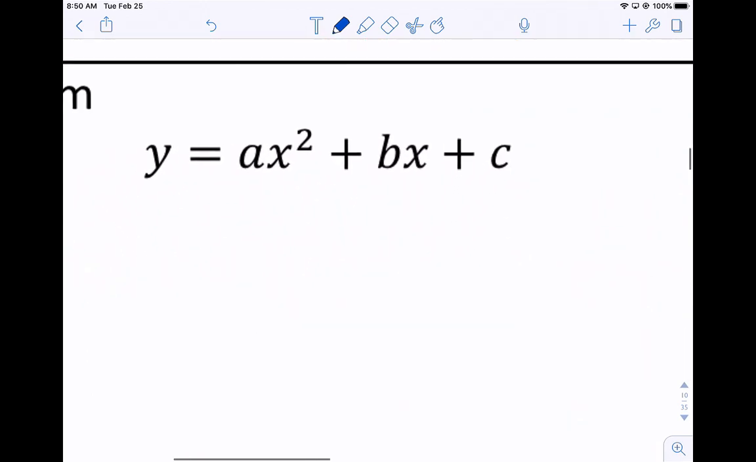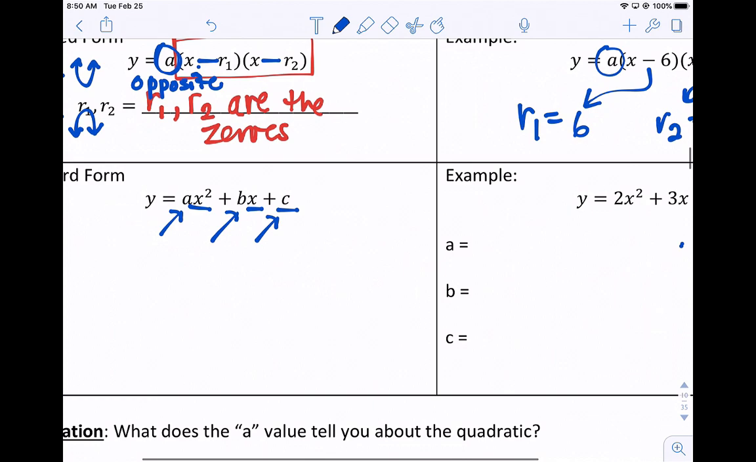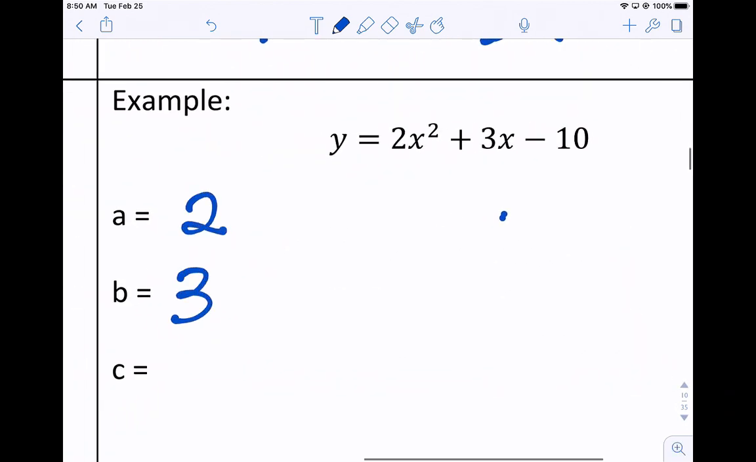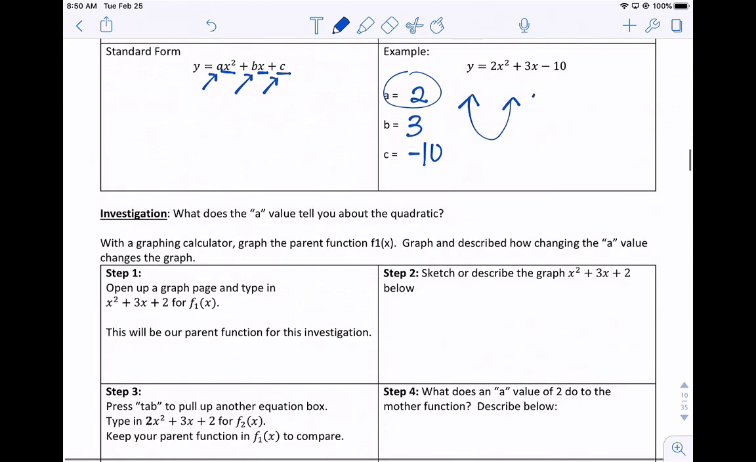Standard form looks like this, where you have an x squared and an x, and then the number by itself. A is the number in front of the x squared, B is the number in front of the x, and C is the number by itself. And here, the a value is 2, the b value is 3, and the c value is negative 10. This would tell you that it's a smiley face up graph, and then you could factor it to find the zeros. So again, investigation: what does the a value tell you about the quadratic? Let's look again and see, what does that say?